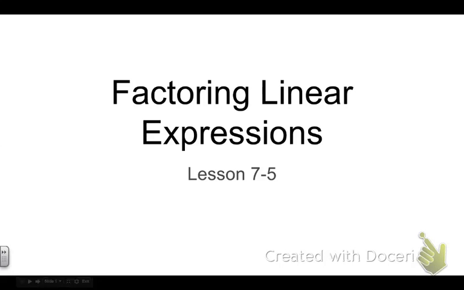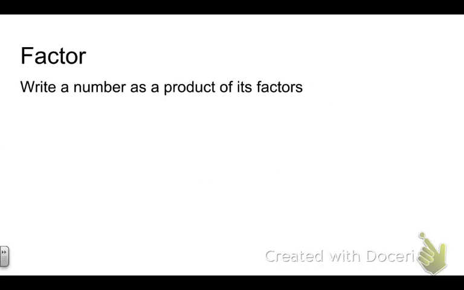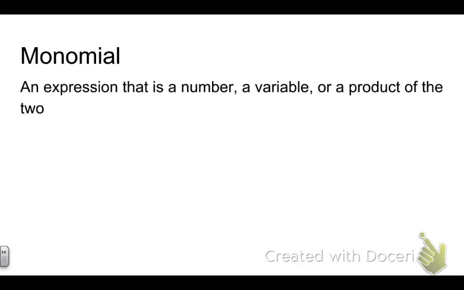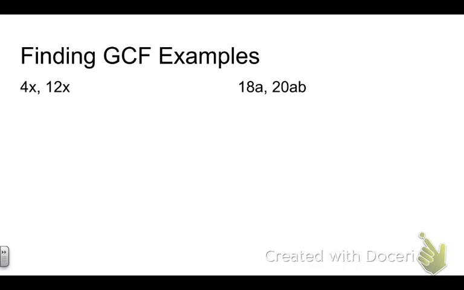Today we've got factoring linear expressions. So a factor is when you write a number as a product of its factors. So basically you break the number down. And a monomial is an expression that's just simply a number or a variable or a product of a number and variable. All right, so I'll give you some examples here. Boom, there are examples of monomials.